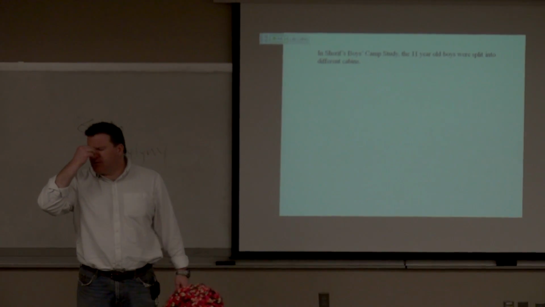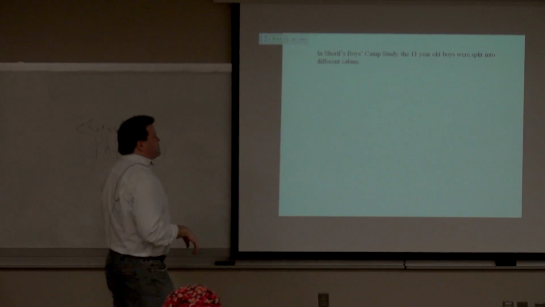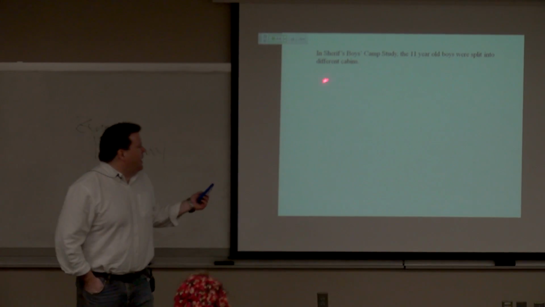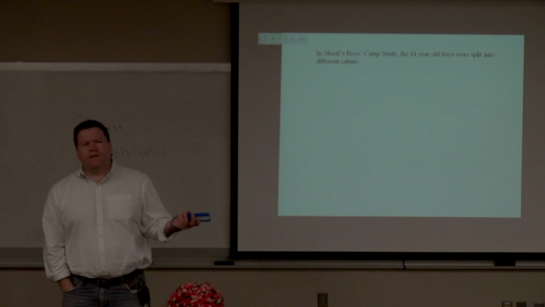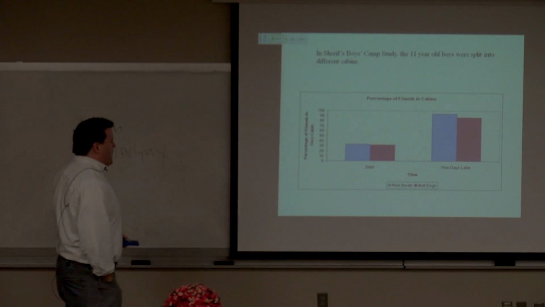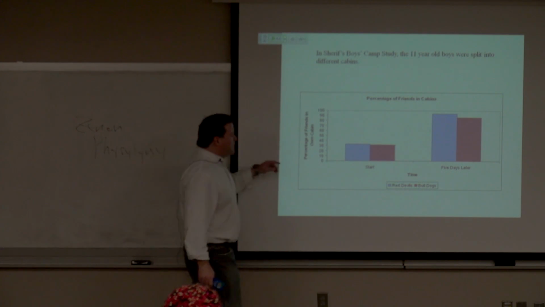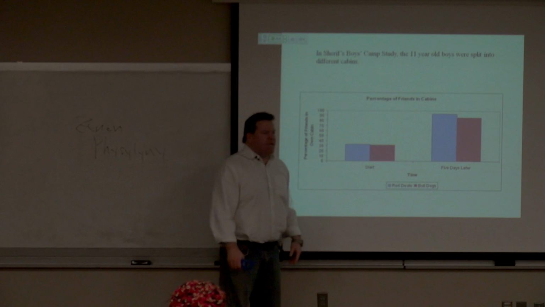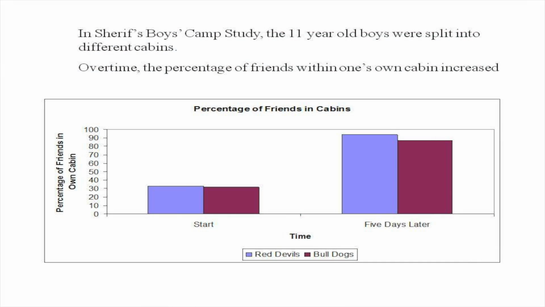The classic study in this regard was done by Sherif. He's going to show back up in a bit. But all Sherif did was put boys into different cabins. That was how easy it was to create groups. And what he found is just by putting the boys into different cabins, he could influence which ones would become friends and which ones wouldn't.